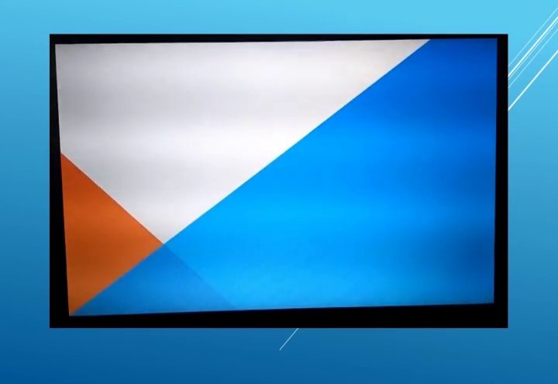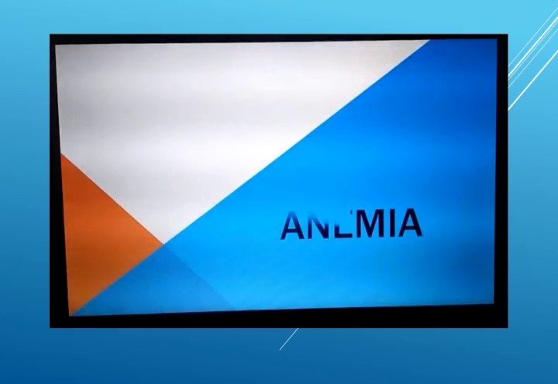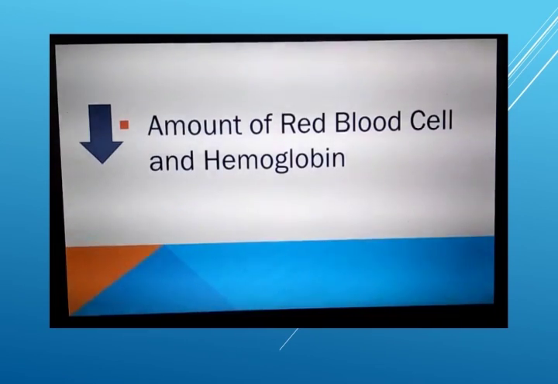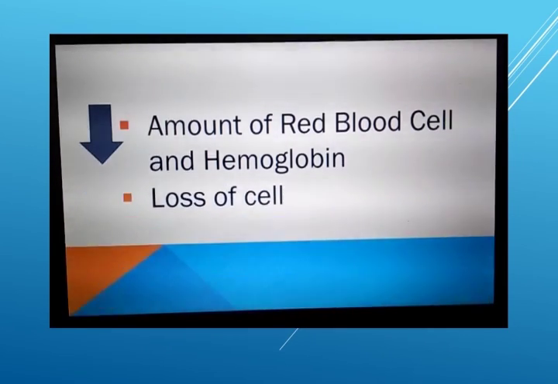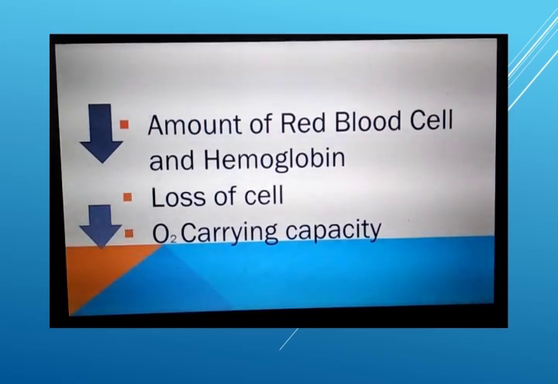Hi guys! Today we'll be talking about anemia and its various types. Anemia, to be exact, is the decrease in amount of red blood cells and hemoglobin in our body's circulation, or in short, loss of cells. What kind of cells? Red blood cells. And it leads to a decrease of oxygen carrying capacity of our red blood cells to the tissues.